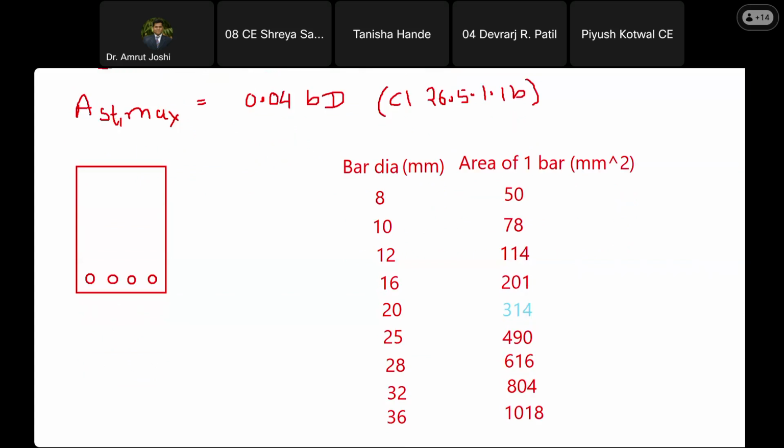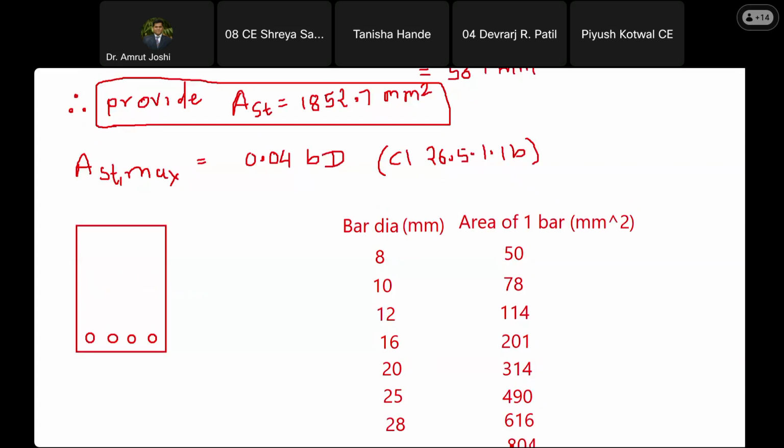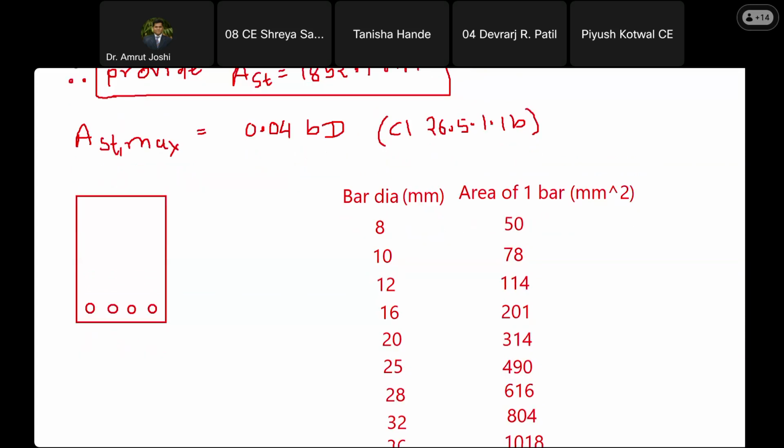Sorry. I will provide 2 bars of 32 mm and 1 bar of 25. So 804 into 2 plus 490. So ye jada ho raha hai. So better to go for 3 bars of 28. 616 into 3. 1848. That falls short of, little short of this.